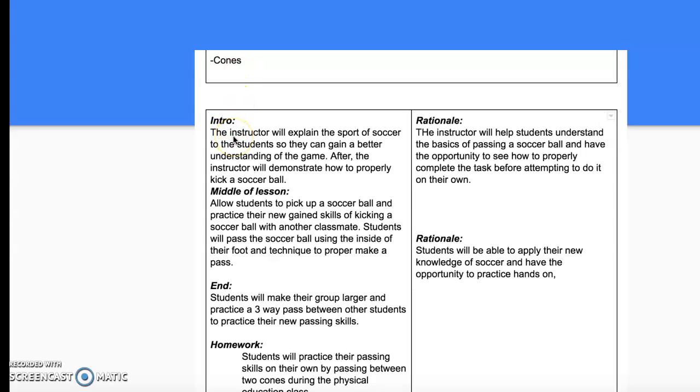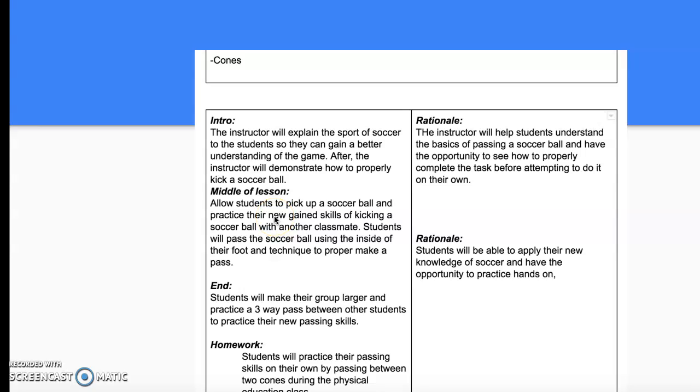A brief introduction for the actual lesson. The instructor will explain the sport, as I mentioned before, briefly and give a small demonstration. This allows students to see visually what exactly needs to be done, how it can be done, so they know they are performing the task properly.